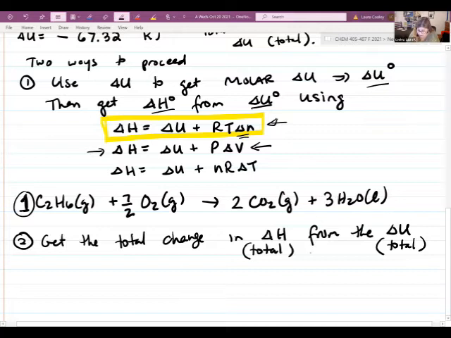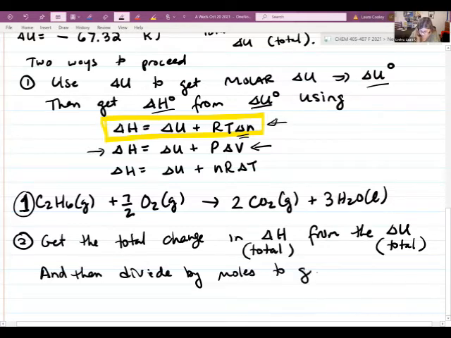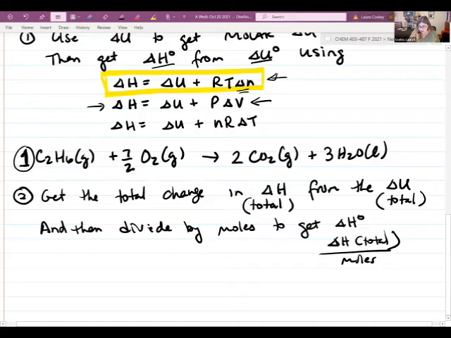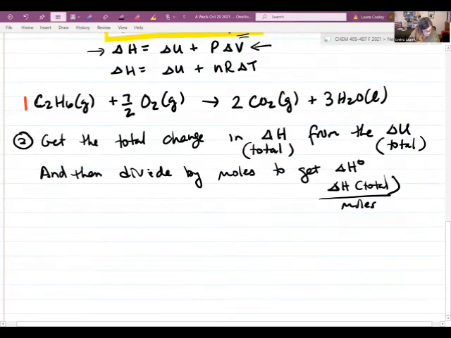So it's to get the total change in delta H from the total delta U, and then divide by the moles to get delta H zero, right? So that's delta H total over the moles. You know, it seems very trivial. Am I using a molar delta H or not? But actually it's really two quite different ways of doing the problem. And you'll see that that one I think has a real advantage over the other. And so I would recommend you use that method. Okay. So method one, my method of choice.